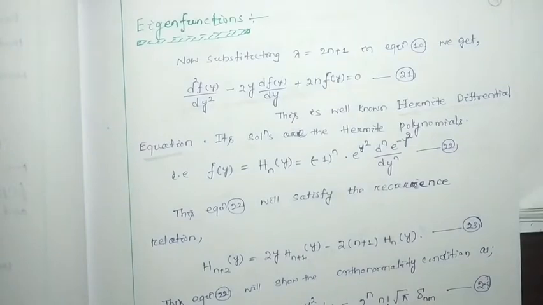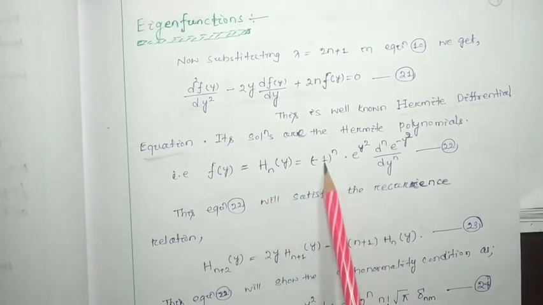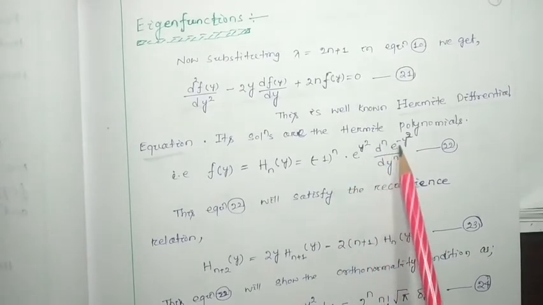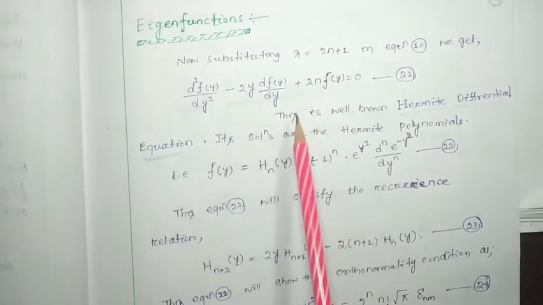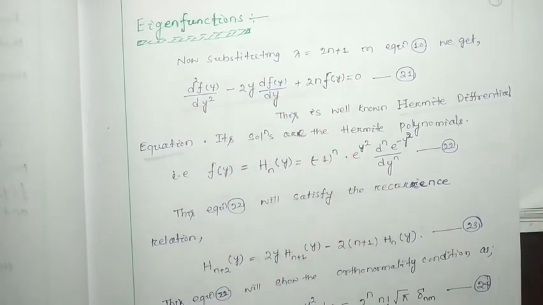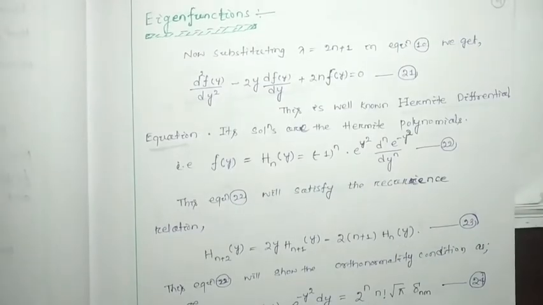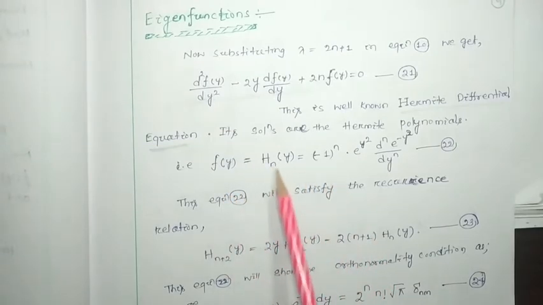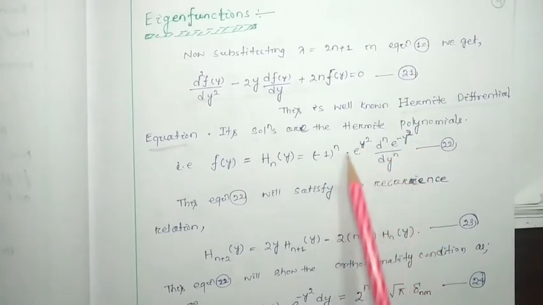Harmonic polynomials are nothing but this: h n y will be equal to minus 1 to the power n into e to the power y square d n e to the power minus y square by dy n. This will be the solution of this equation, because it is a Harmonic differential equation. Let it be equation number 22. Here I suggest that you write carefully, because there are subscripts, n is there, so many things are there, so you have to write the note carefully.